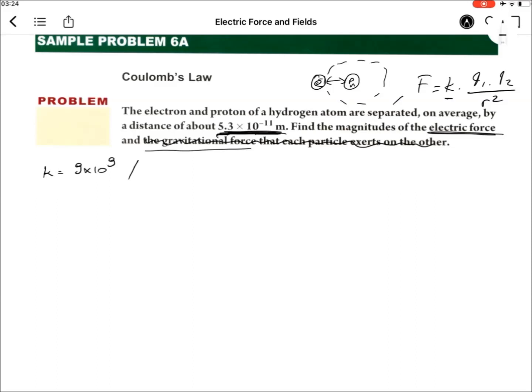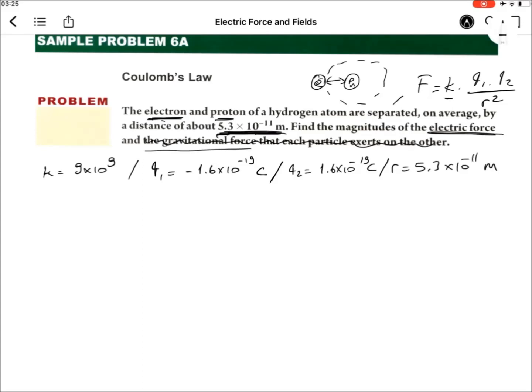And Q1, we can say, is the electron, the charge of the electron, which is negative 1.6 times 10 to the negative 19 Coulomb. And the proton, the charge of the proton, let's say it is Q2, positive 1.6 times 10 to the negative 19 Coulomb. And the distance between them, which is R, 5.3 times 10 to the negative 11 meter.